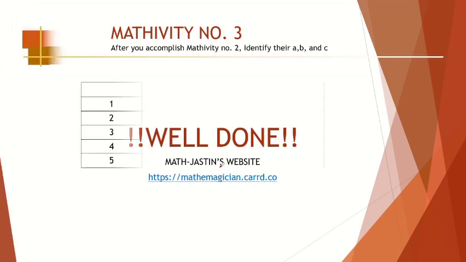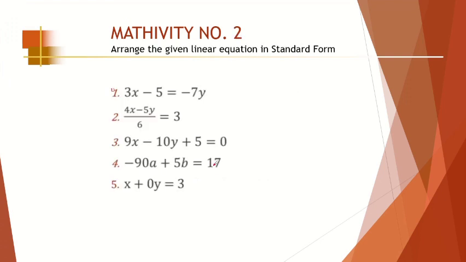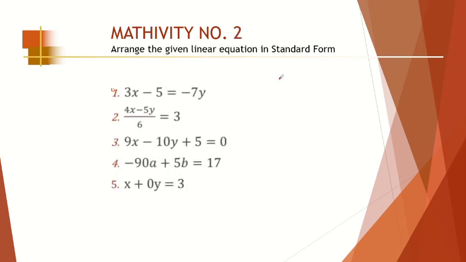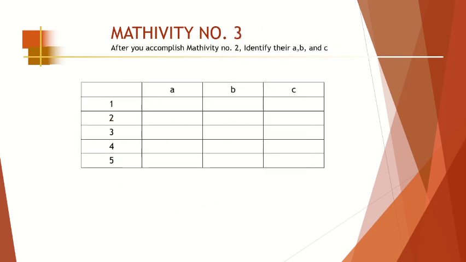That is final. So here is our activity. We have three activities. The first activity is you are going to find their x and y-intercepts. You may take this as a screenshot to practice yourself. If you are unable to screenshot, you may go to my Google Classroom, whose link is posted in the description of this video. Activity number 2: arrange the given linear equation in standard form. After that, as a continuation of activity 2, identify their A, B, and C.